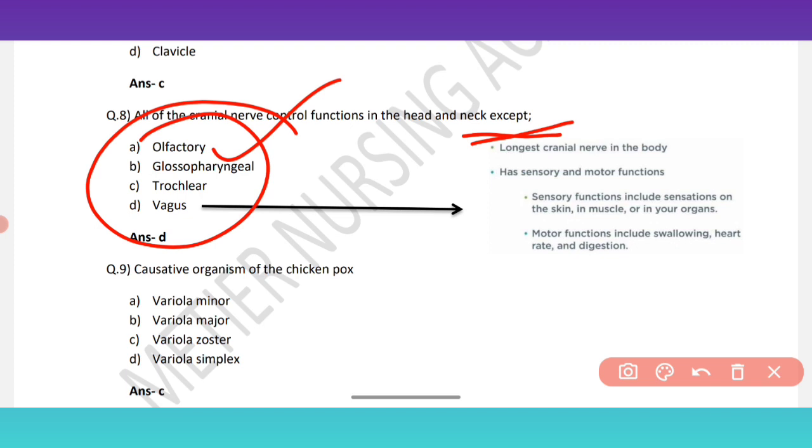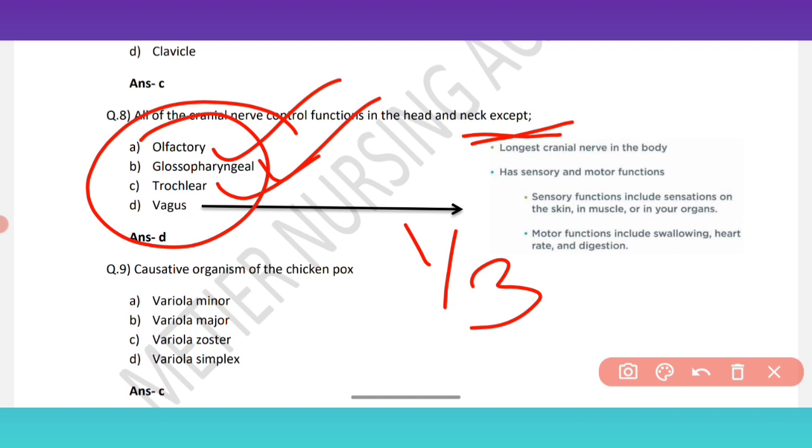Olfactory is the one which is responsible for smell, and it is present in the nose, right? So we can remove this option. Glossopharyngeal is the one which is responsible for the swallowing reflex and the posterior 1/3 of taste, right? So we can remove this one also, because the tongue is present in the mouth. And trochlear is responsible for the movement of the eye: oculomotor, trochlear, abducens, right? The third, fourth and sixth cranial nerves are responsible for the movement of the eyes. Okay, fine. So the eye is also present in the head, we can remove that.